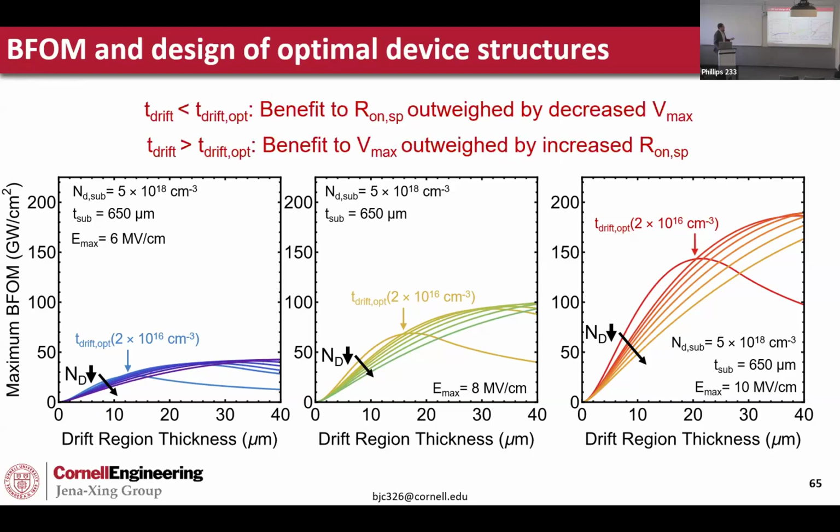And a visual way to think about this is that there must be a point where you have the optimal trade-off between drift region thickness and resistance of the drift region: the breakdown voltage you get from making it thicker versus the resistance you get by making it thicker.